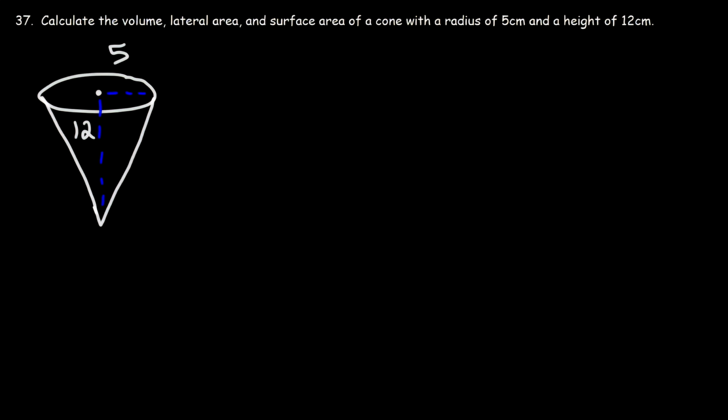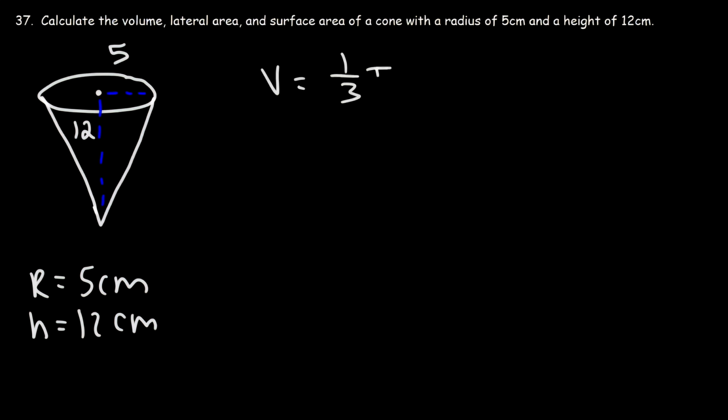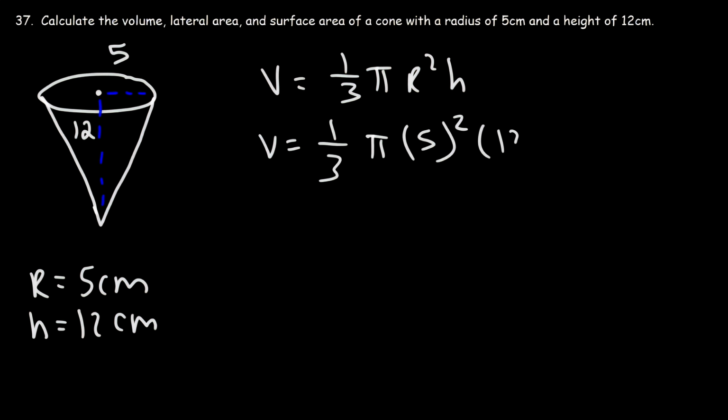37. Calculate the volume, lateral area, and surface area of a cone with a radius of 5 centimeters and a height of 12 centimeters. So let's start with the volume. The volume of a cone is 1/3 pi r squared times the height. So the radius is 5 centimeters and the height is 12 centimeters.